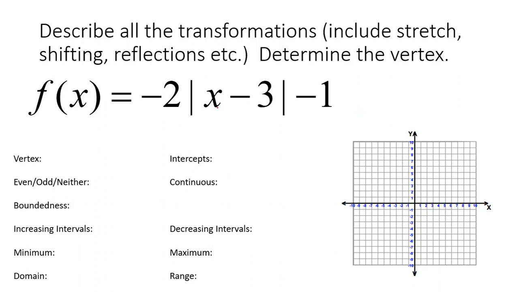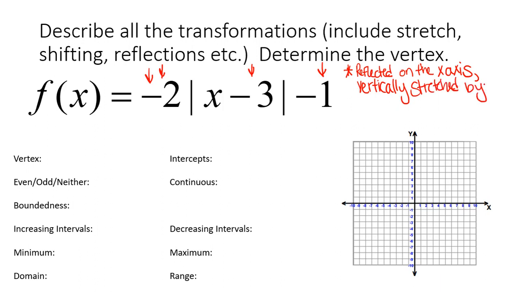So on this one in particular, notice the first thing we're going to want to do is determine all the transformations. So transformation here, here, here, and here. I'm going to make some notes here of what has been done to my graph. Well, first thing I do notice is it's been reflected on the x-axis, right? Because that is the negative out front. It's been vertically stretched by 2. We've also moved it right 3 and down 1, right? So that's all of these things.